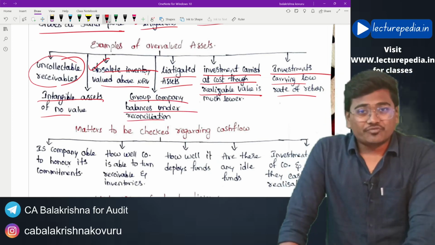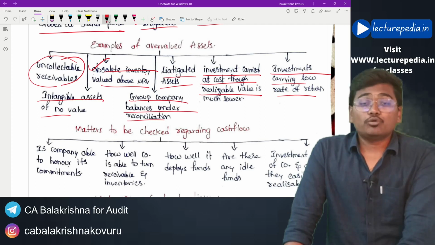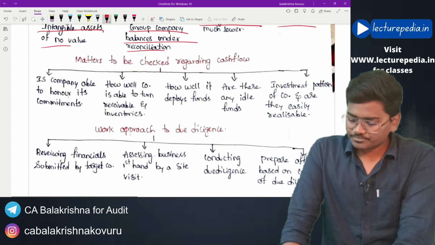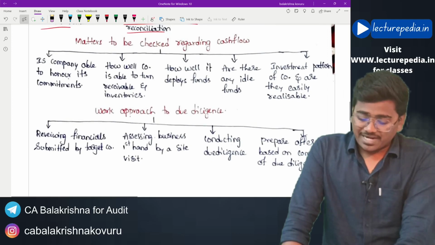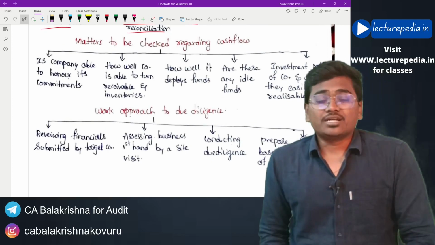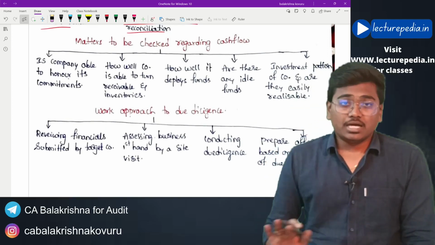These are some of the examples of overvalued assets. And what are the matters that will be checked regarding cash flows of the enterprise?